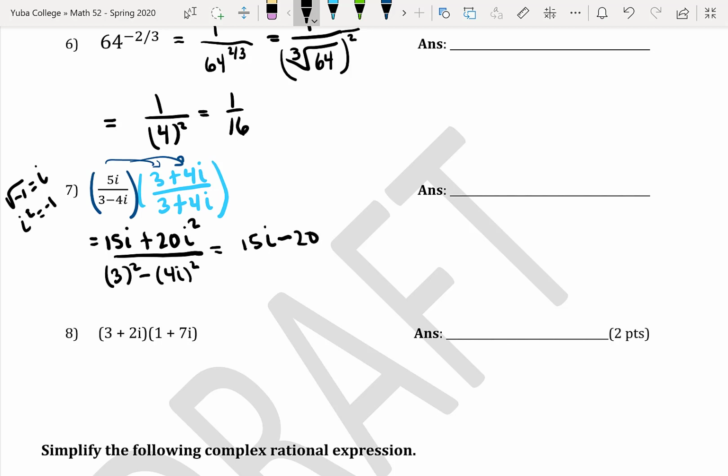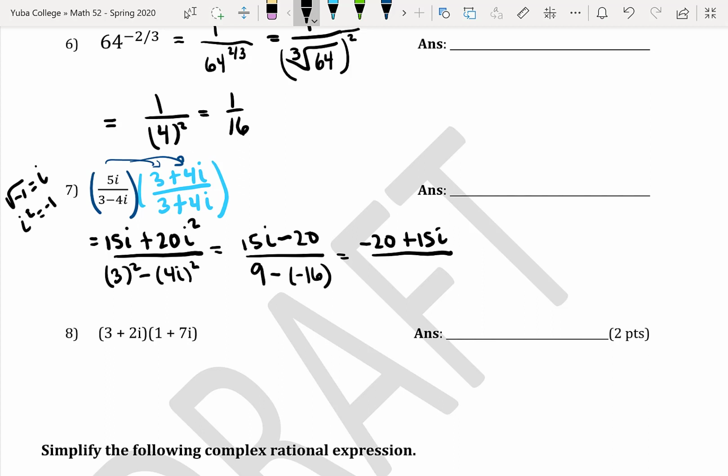So we're going to rewrite this so that the real part is first in the numerator, and so this is negative 20 plus 15i all over 9 minus negative 16, which is 9 plus 16, which is 25. It wants this in a plus bi form. This is not quite in a plus bi form. I noticed that I could factor out now, or I can do it later. Let's just do it later.